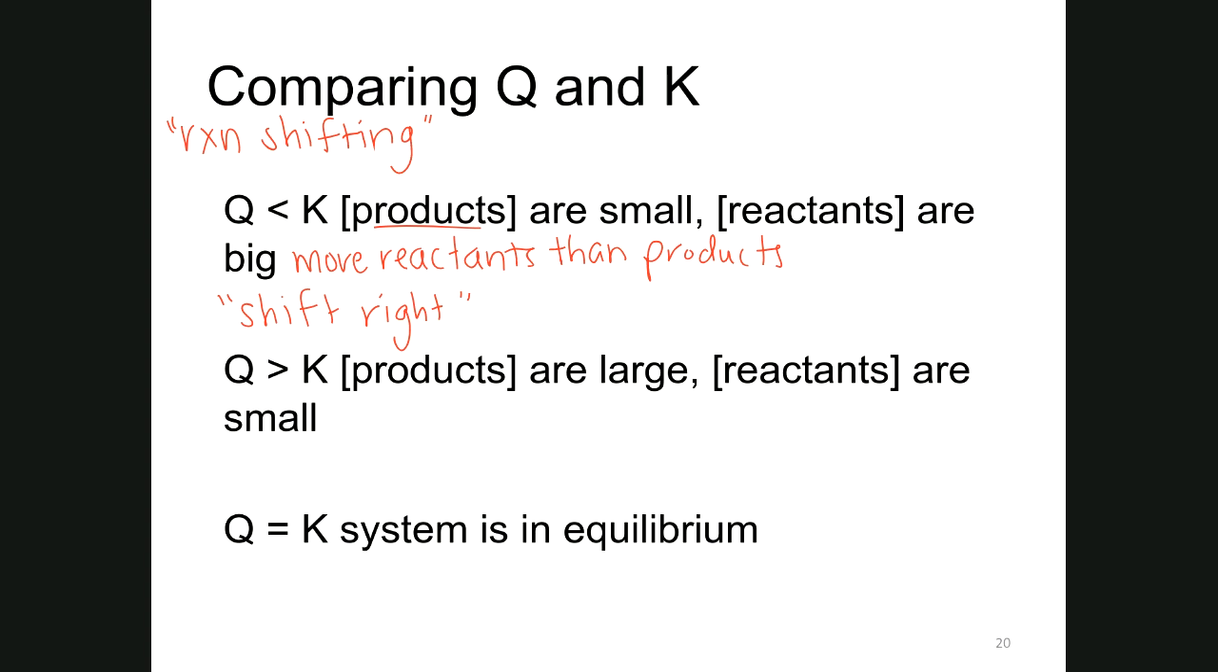We want to make more products. Since our products are small, our concentration is small, we want to make more products so that we get a bigger numerator and our value of Q can eventually equal K. So we shift right is the terminology. For Q is greater than K, remember a large value means that we have a high number in our numerator, which is the products. So here we have more products than reactants.